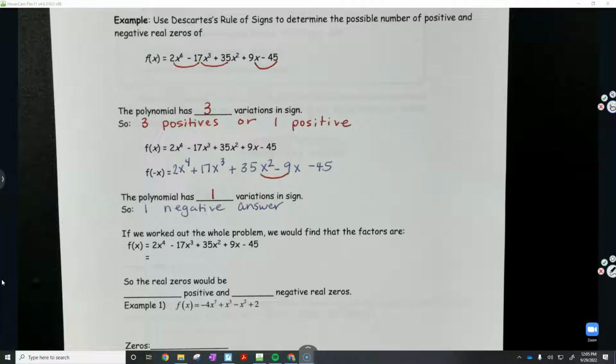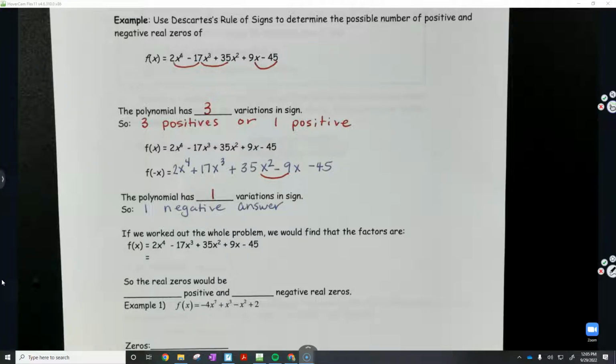So, here's what I know for sure, absolutely for sure, safe bet. I know that this polynomial has 1 negative x-intercept. I know it does. I don't know where it is, but I know for sure it crosses the x-axis once that way. That's what Descartes' rule of signs is. That's all it is, guys.